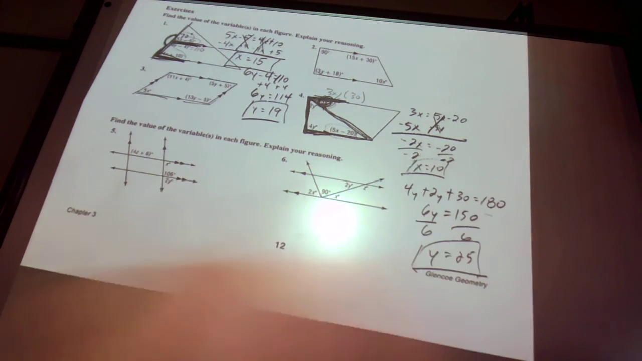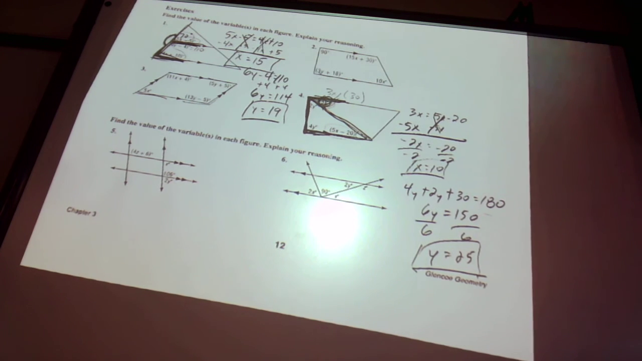You could be asked to plug it back in and tell what the angles are, but we don't have to on that. All right, that's how we can find angle pair relationships between parallel lines when they're cut by a transversal.